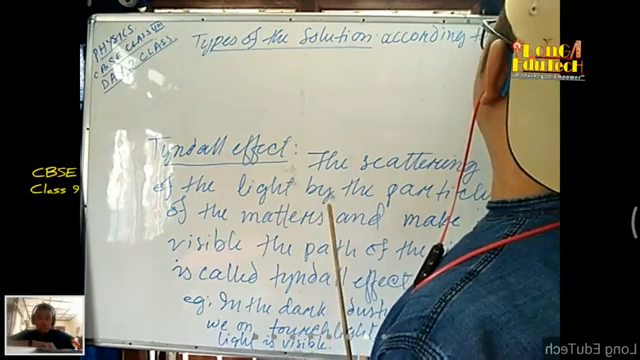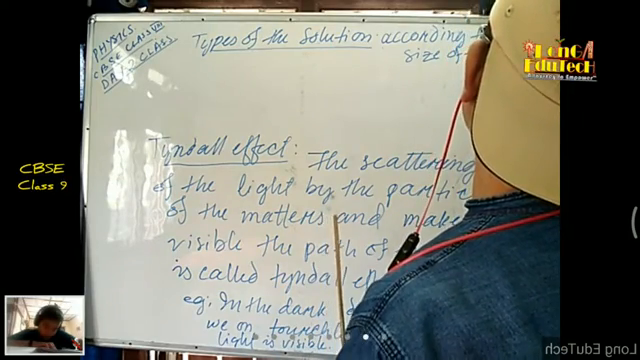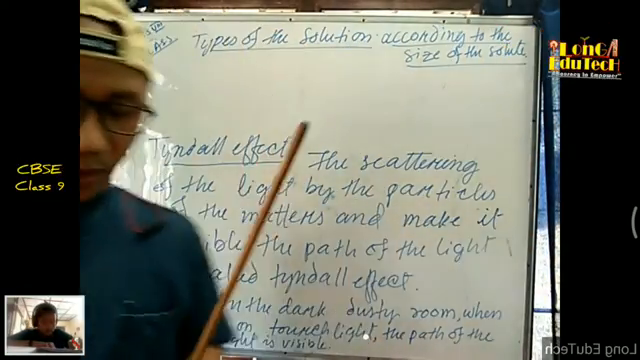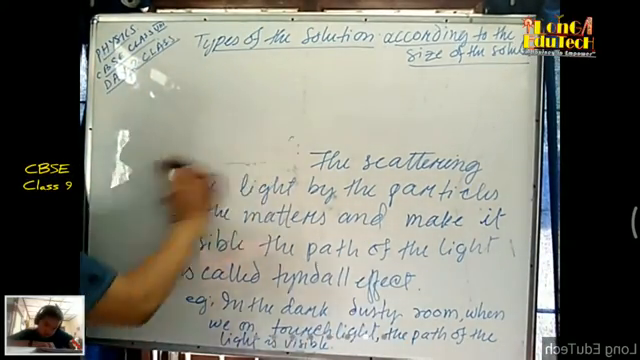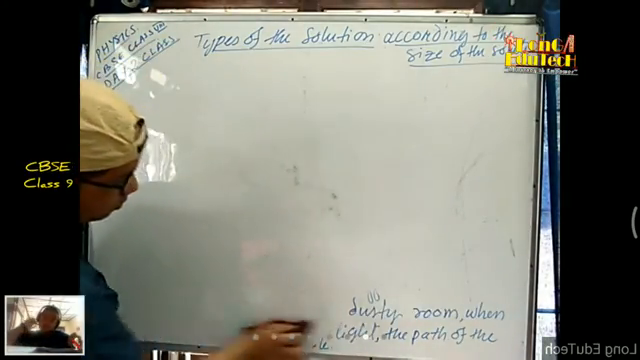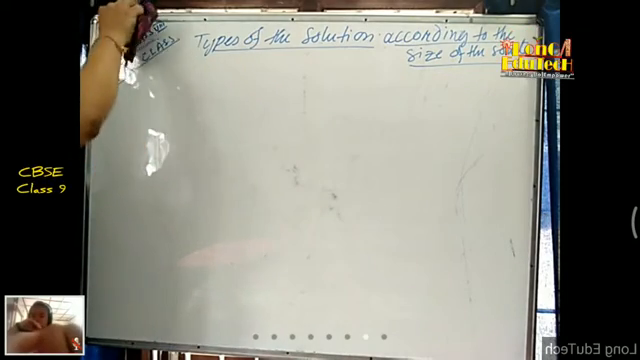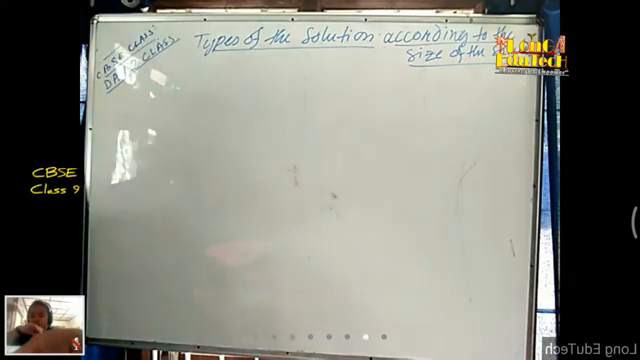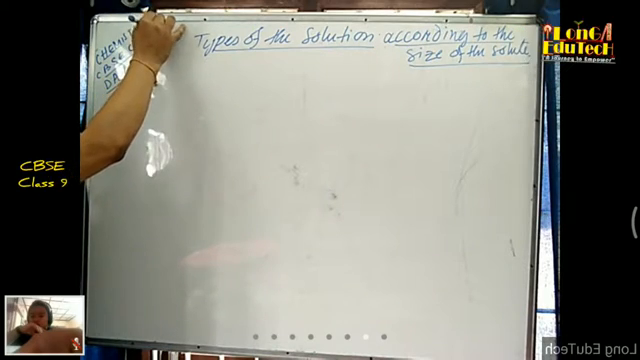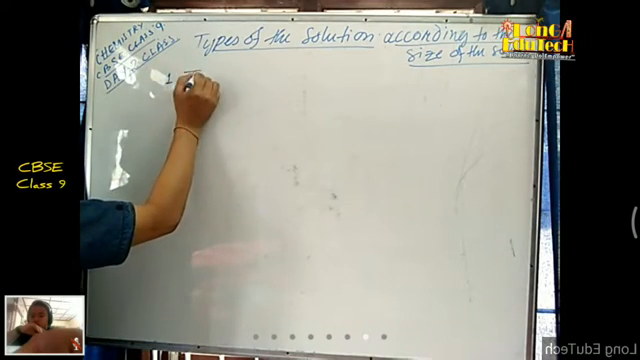Types of solution according to the size of the solute. According to the size of the solute, we are dividing. Number first one, we can make this as a table also, but you write it in your copy when I give all the differences. This is chemistry class 9, day 2 class only. So number first one is the true solution.